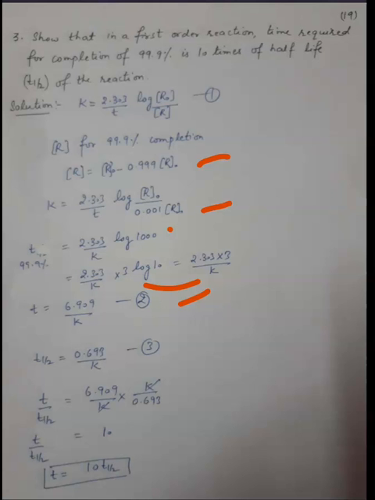If we write the formula for t half, it will be 0.693 upon K. So on dividing 2 by 3, t divided by t half is equal to 6.909 upon K into K divided by 0.693, which is 10. So we have shown that t is equal to 10 times the half-life period.